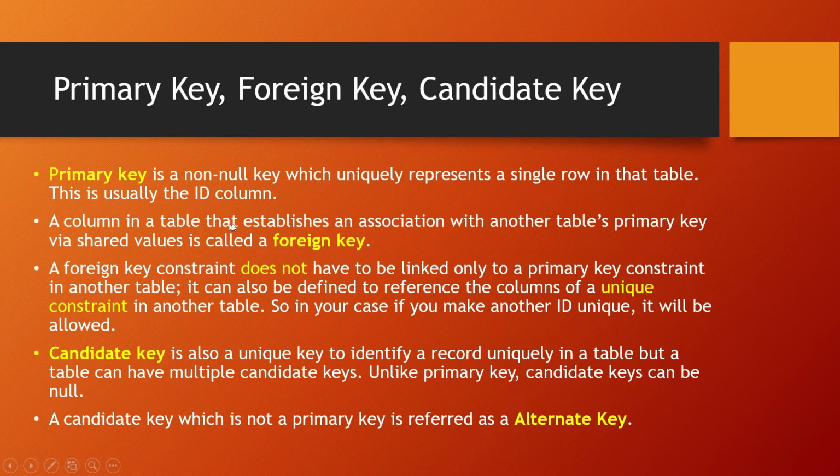This is usually the ID column, but in some cases we don't have the ID column in the table. There can be other columns as well, but mostly we have the ID column and we call it the primary key. A column in a table that establishes an association with another table's primary key via shared values is called a foreign key. So the column that establishes an association with another table's primary key is called foreign key.